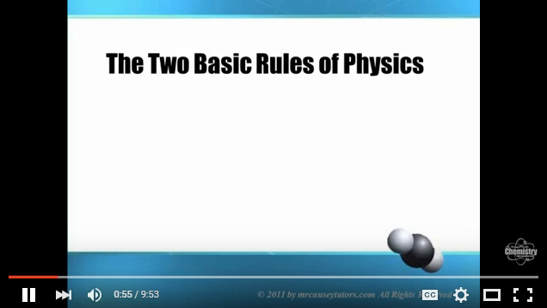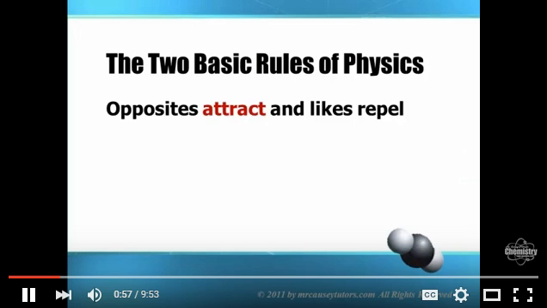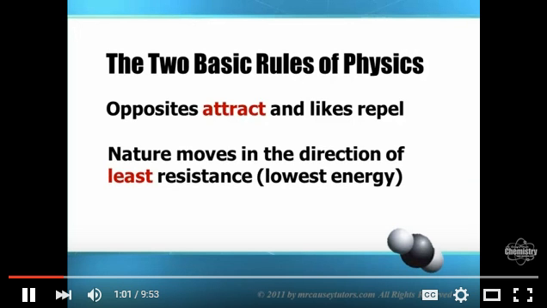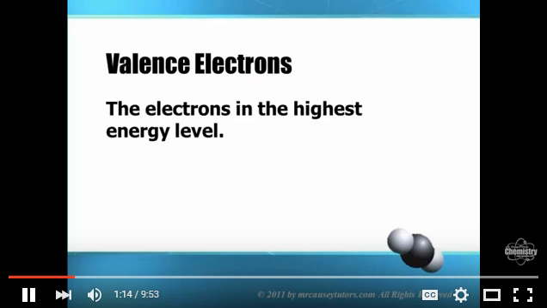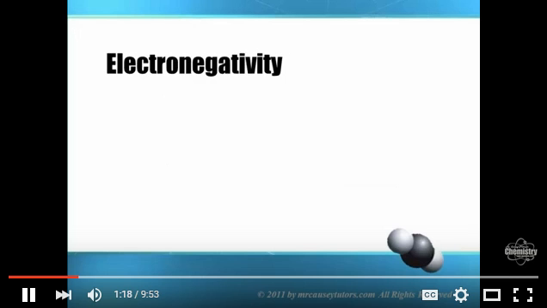The two basic rules of physics are this: opposites attract and likes repel, and nature moves in the direction of least resistance, which means nature moves towards the lowest energy. We have these two ideas down in order to work with the octet rule. Alright, valence electrons, the electrons in the highest energy level, and it's usually the S and P's.